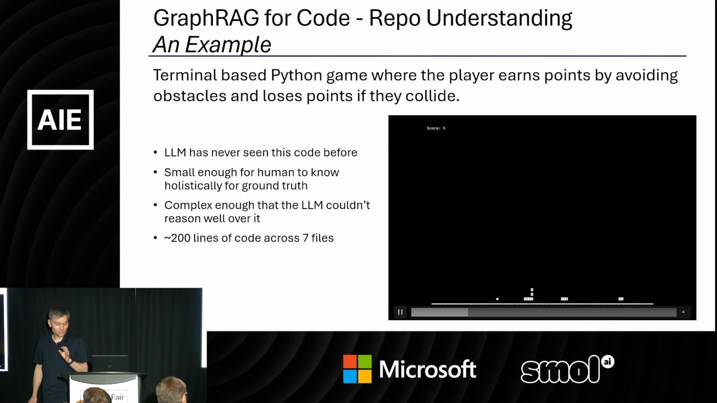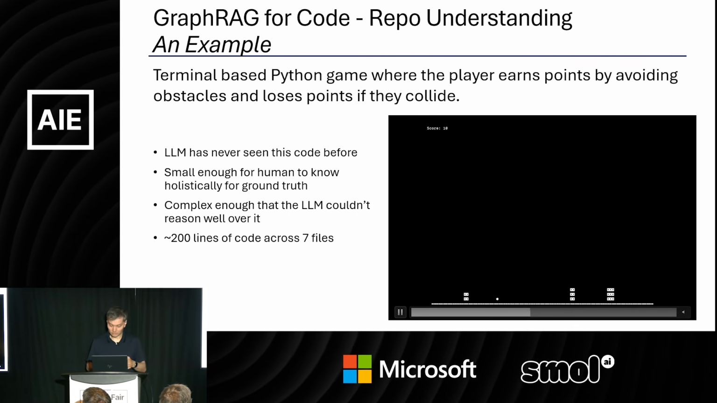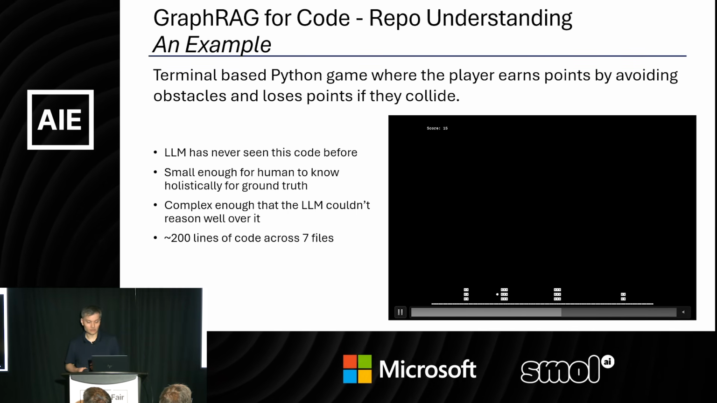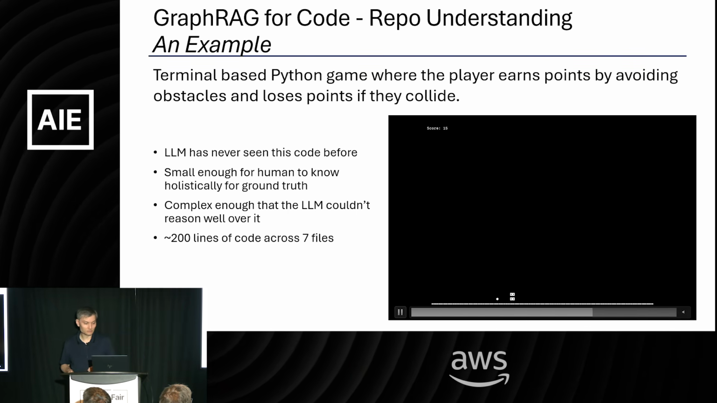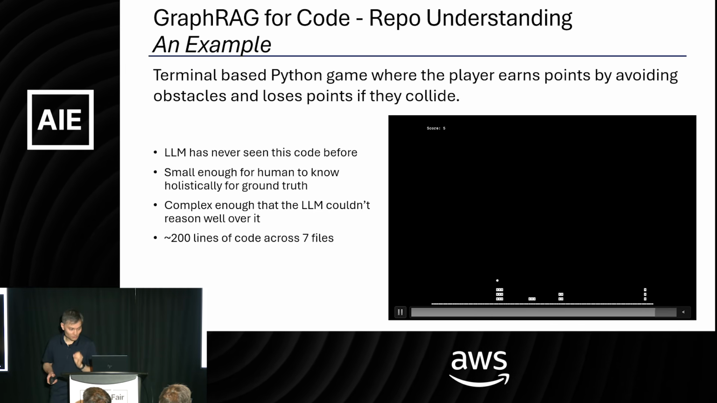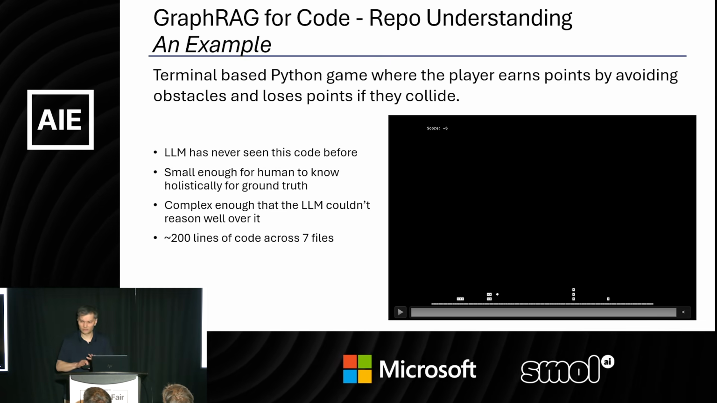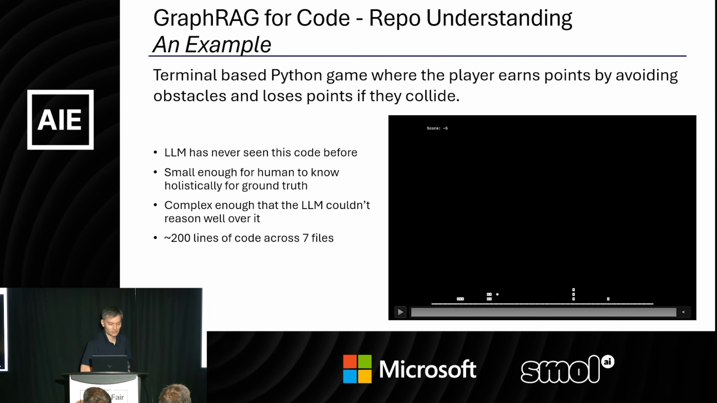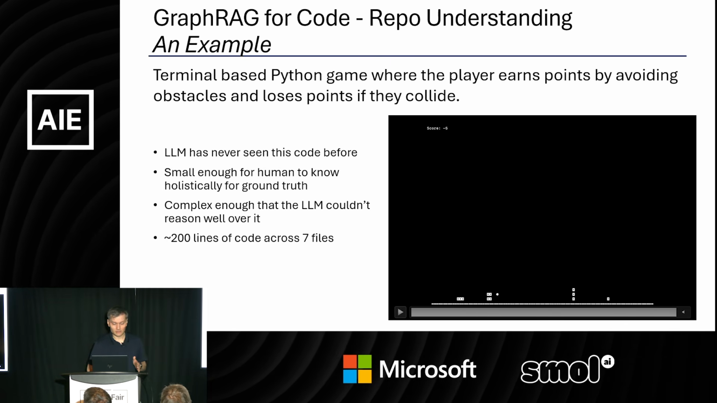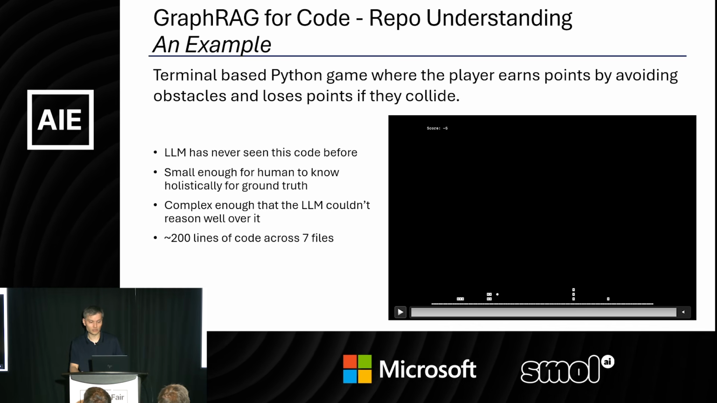This is a little terminal-based video game that one of my engineers put together. It's one where you jump over obstacles, and you get points when you jump over them, and if you run into them, you lose points. And two important things, though. First, the LLM has never seen this code before, and it's small enough for a human to know the ground truth holistically, because it's only about 200 lines of code across 7 files. But it's complex enough that the LLMs had a lot of trouble understanding it if you just provide all the code directly into the context window.